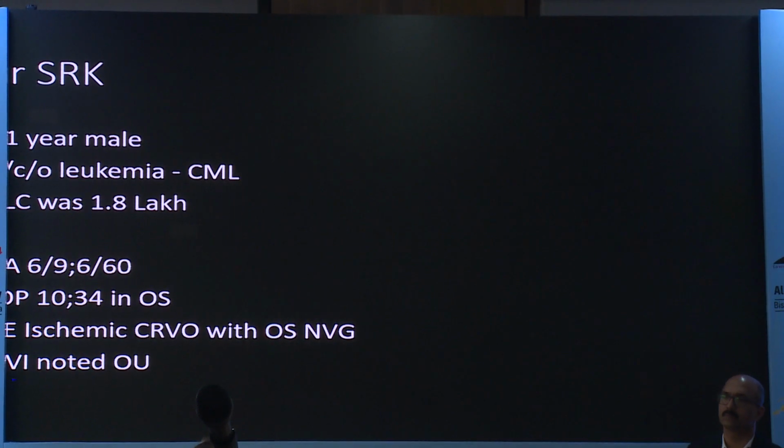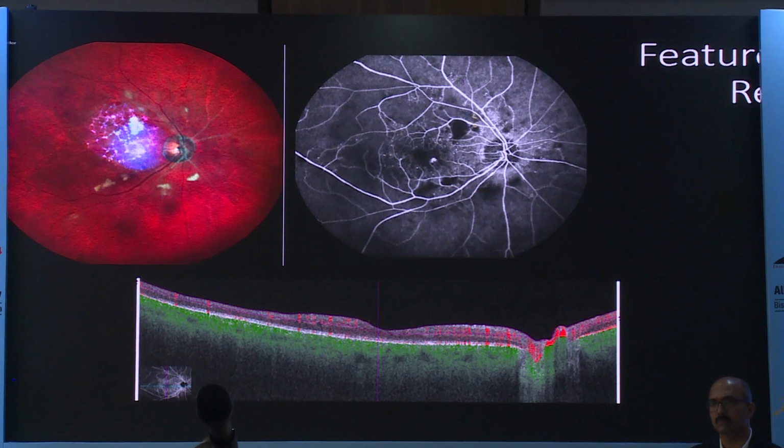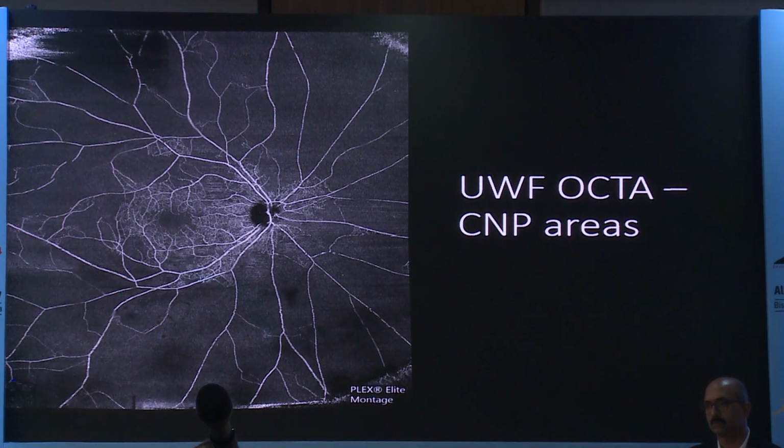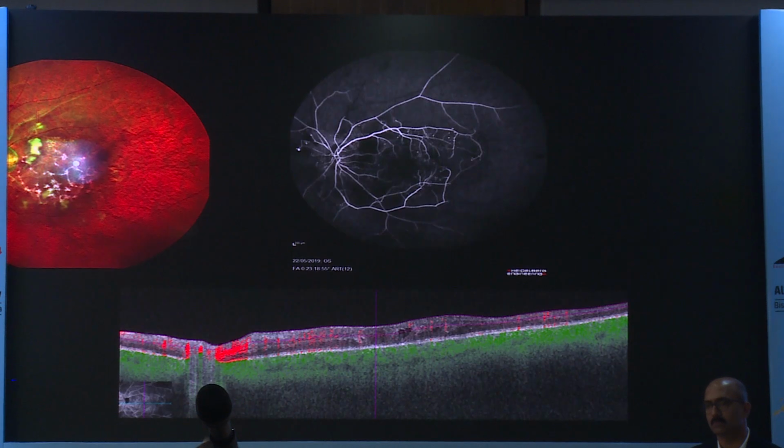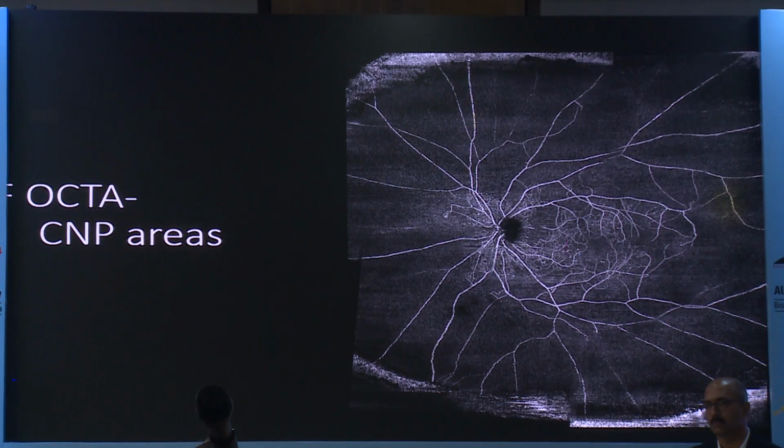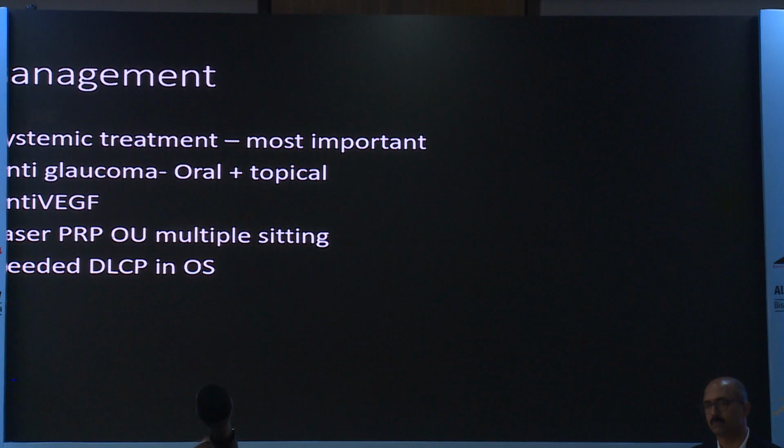The second patient I wanted to discuss had leukemia, with a TLC of 1.8. The left eye had high pressures, ischemic CRVO, and a very featureless retina, but the OCTA clinches the massive amount of capillary non-perfusion, and in both eyes you can pick this up beautifully using the widefield OCTA.